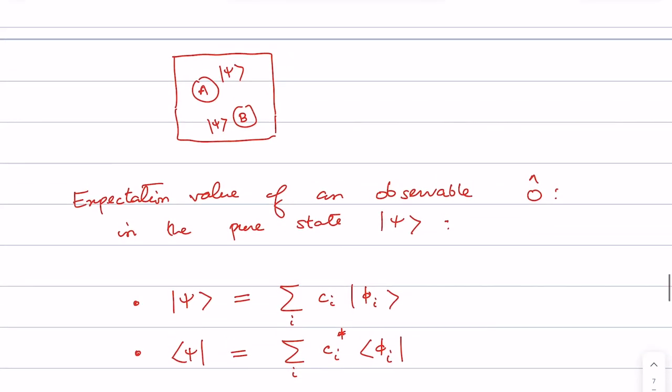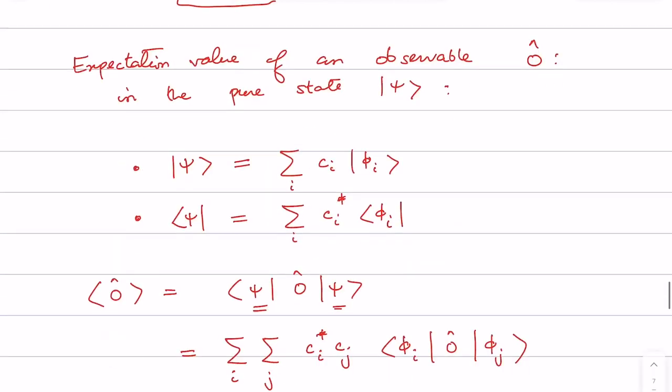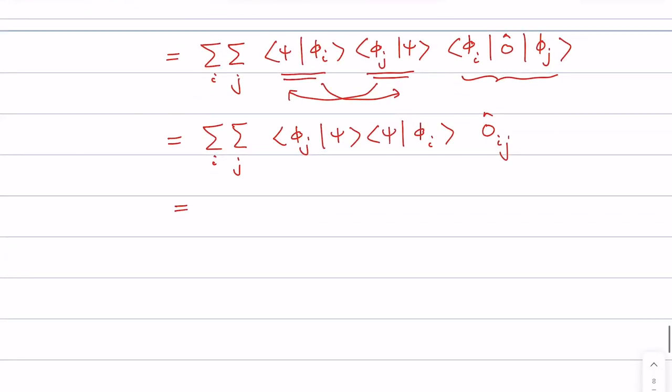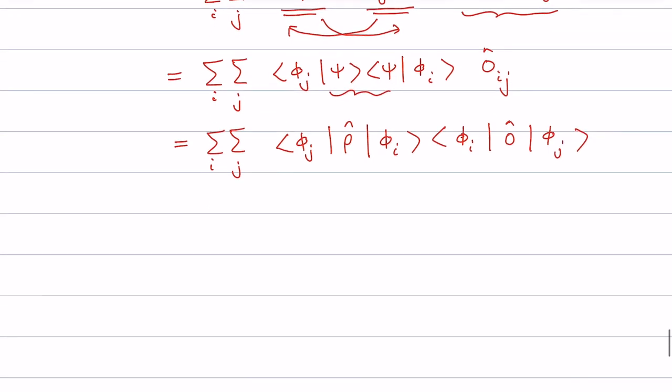Okay, yes, I have written that for pure state psi, the density operator would be this. So therefore I can write it as the sum over ij of phi j, and this part is the density operator, then I have here phi i, O ij. Let me expand it once again, write the full thing here, that is phi i O phi j, right?